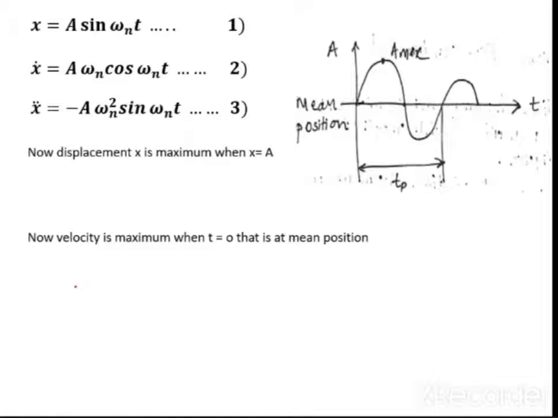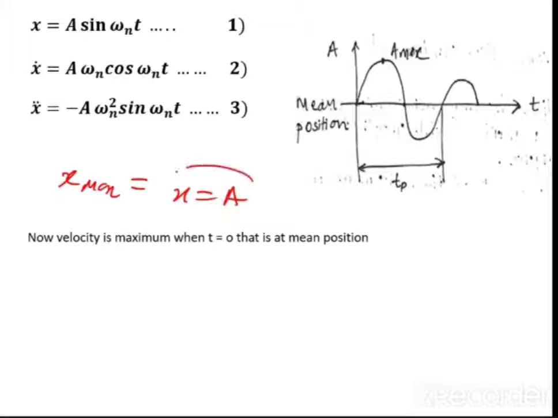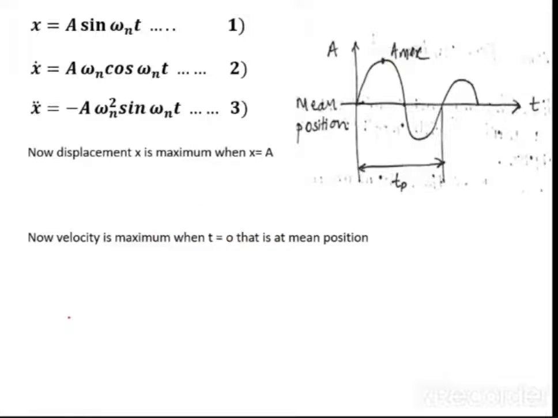Now, when is the displacement maximum? When do you get x max? Displacement is maximum when x is equal to A, because A means amplitude. This is nothing but A max. Amplitude is nothing but the maximum displacement. So this is what you have to understand. Now displacement x is maximum when x is equal to A. When x is A, that is, when the amplitude is maximum, we call it maximum displacement. You try to understand that Rayleigh's energy method is interested in the maximum condition.